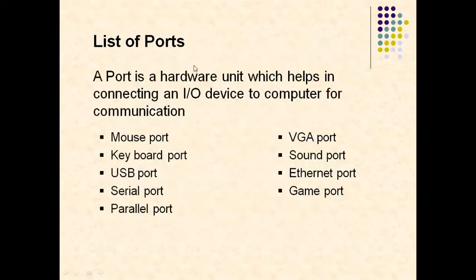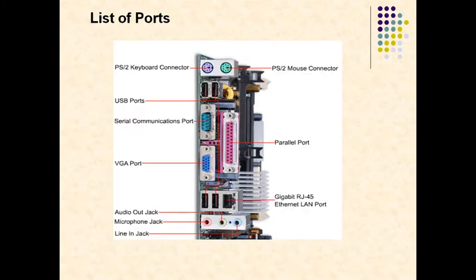So what is a port? Port is a hardware unit which helps in connecting input output devices to the computer for communication. So what are the different types of ports we have seen here? Mouse port, keyboard port, USB port, serial port, parallel port, VGA port, sound port, Ethernet port, game port. Okay students, these are the different types of ports, and this is a picture showing the ports at the back of the CPU box.